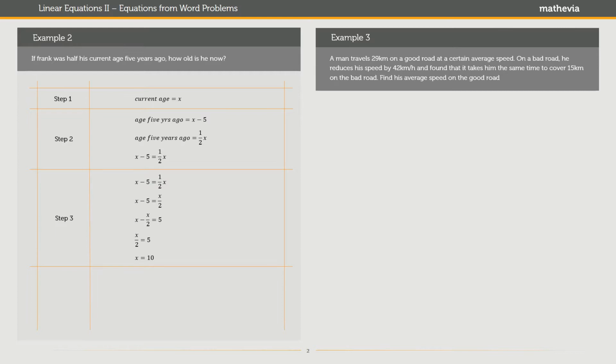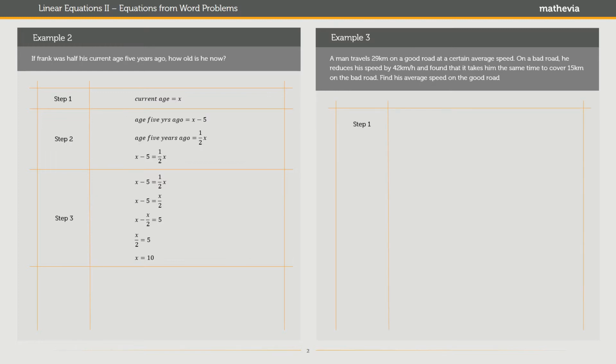Basically it's a bad road, so he decides to move a bit slower, and what he found is, traveling at that reduced speed, it takes him the same time to cover 15 kilometers, which makes sense. If he reduces his speed, it will take him the same time to cover less distance. So he travels 15 kilometers on the bad road, and we've been asked to find his average speed on the good road.